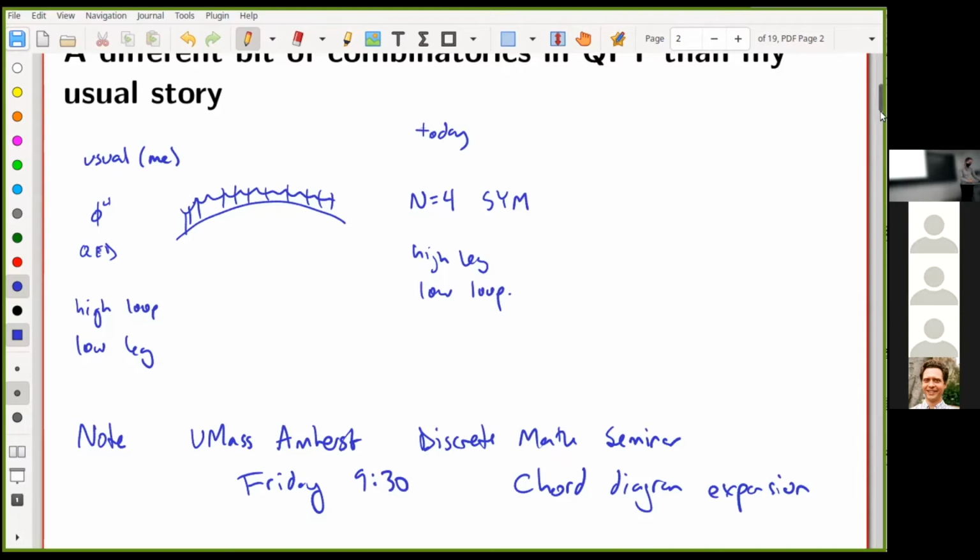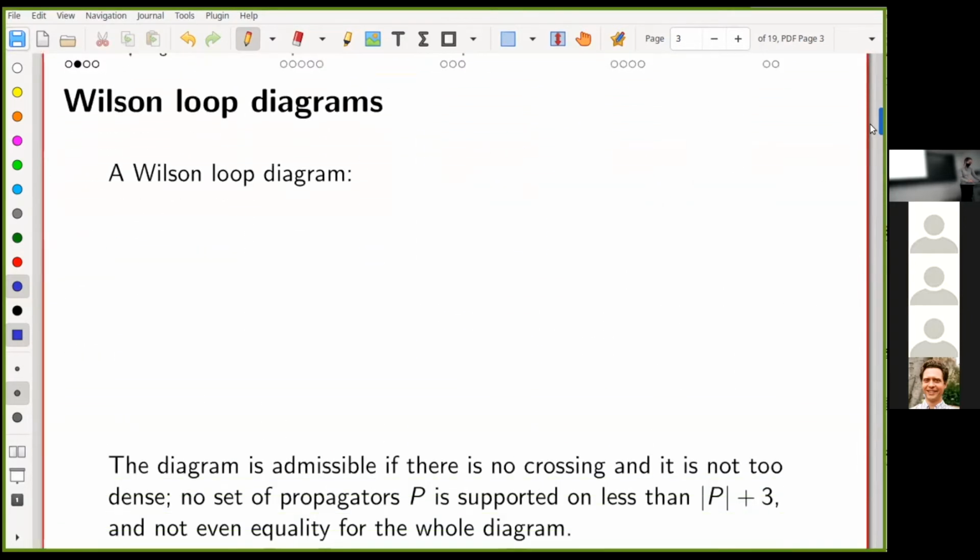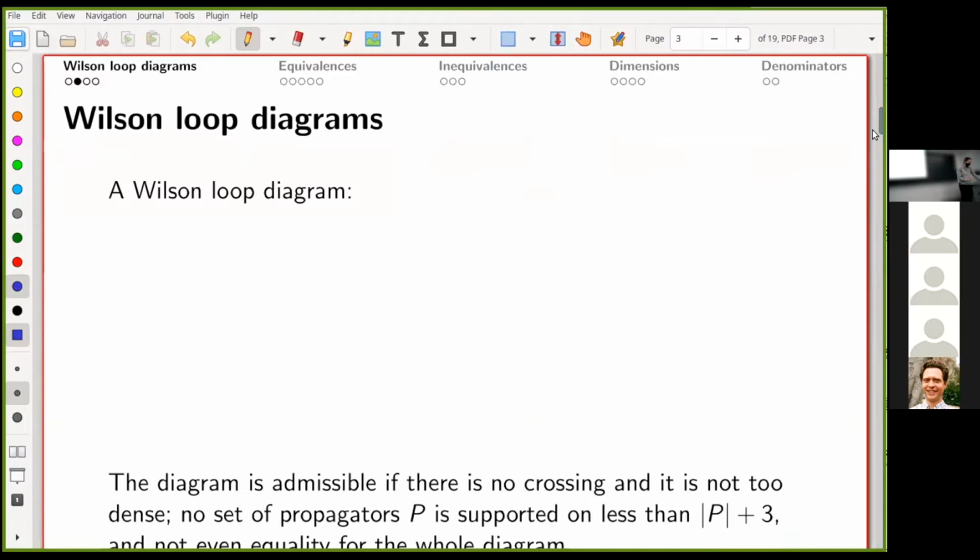Okay, so what am I actually talking about today? Because I'm not talking about that. I'm going to be talking about Wilson loop diagrams. So let me give you an example. I want to have some numbers. Actually, it's kind of like a chord diagram, but we don't want to think of it exactly as a chord diagram.